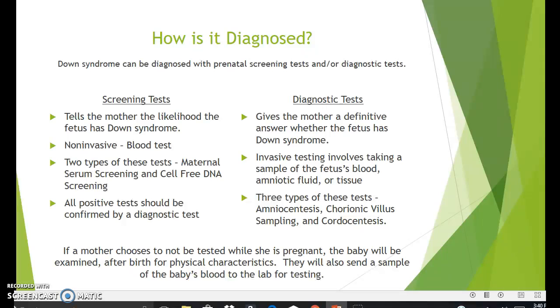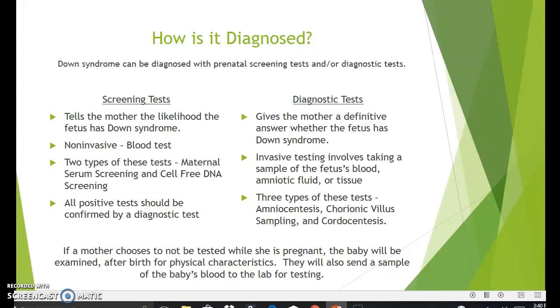Screening tests are typically non-invasive. It's just a blood test for the mother. There are 2 types of these tests. One is called maternal serum screening, and the other cell-free DNA screening. Now, all positive test results should be confirmed by a diagnostic test.